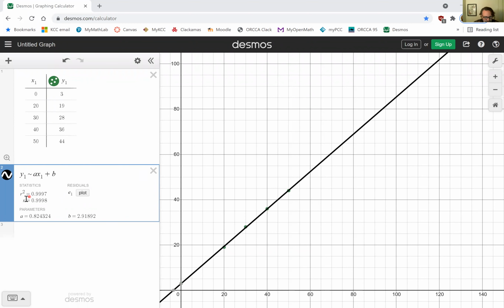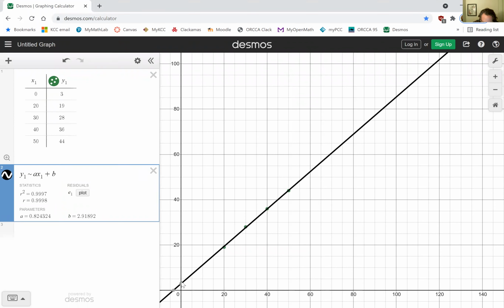And if you're familiar with r and r squared values, you know that if they're very close to 1, then you have a really strong correlation there. So this is a very, very strong correlation. And so it's telling me the slope here is about 0.82, and the y-intercept is right around 2.9. And so that y-intercept makes sense based on what we have, because it started at 3%. And there it's clicking on the line.